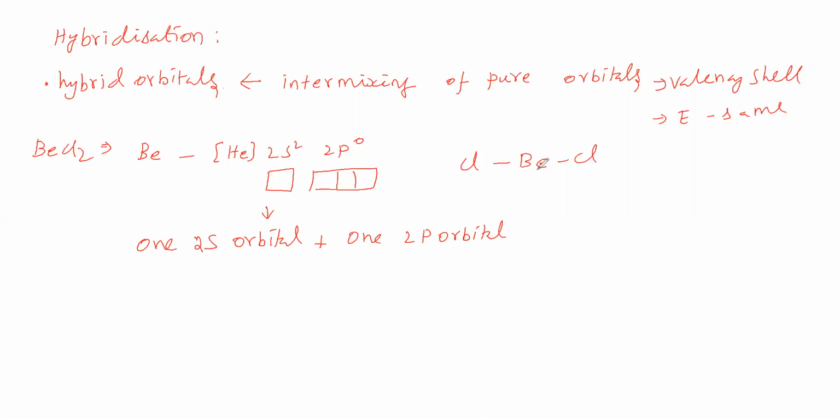So in beryllium chloride, beryllium has 2 bonds. Therefore, 2 atomic orbitals from the valence shell of beryllium will undergo intermixing: one is the 2s orbital, another is the 2p orbital. On intermixing, we get hybrid orbitals. How many hybrid orbitals? 2 hybrid orbitals, because 2 orbitals undergo intermixing.